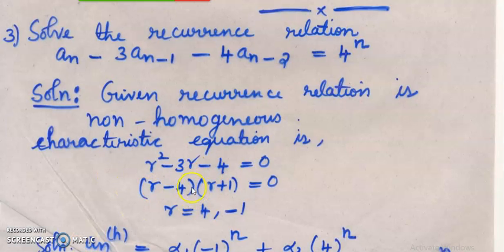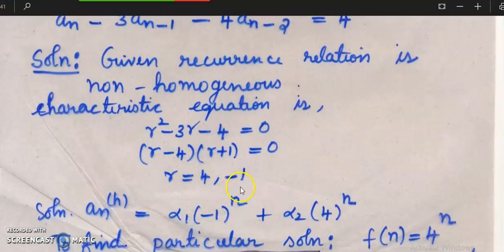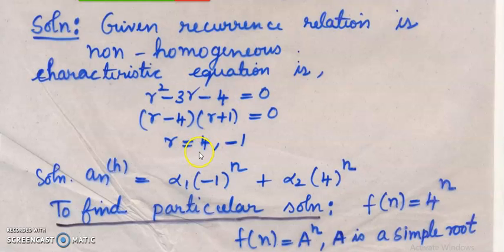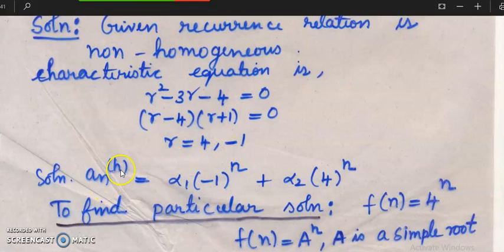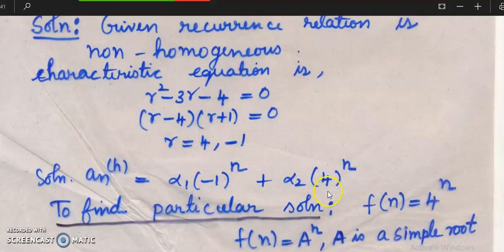So you can use your calculator, students, not just factorization. It is very simple. You can use your calculator and find the roots: 4 and minus 1. Now they are distinct roots. By the rule, since they are real and distinct, the homogeneous solution is alpha 1 times (minus 1) power n plus alpha 2 times 4 power n.